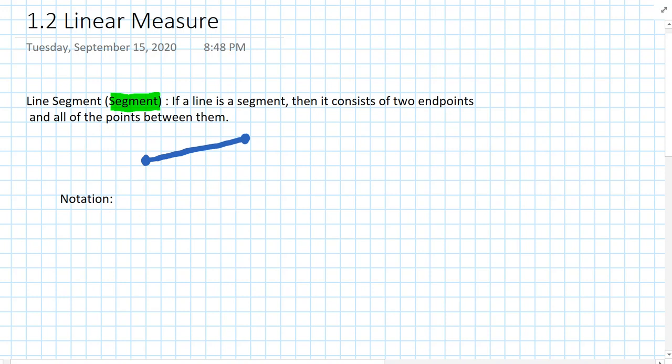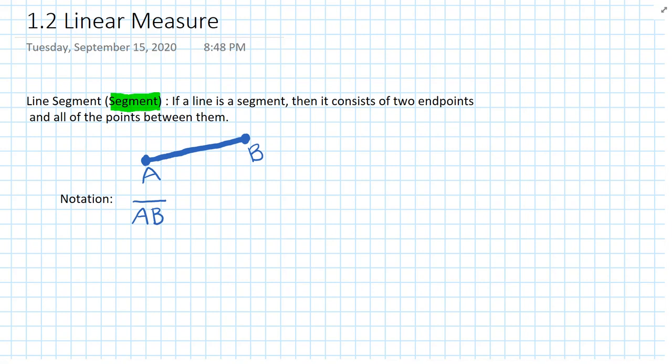Alright, and then in general, when we have a segment, we are going to label it with endpoints, or it will have endpoints already labeled. I'm going to call this end A, and I'm going to call this end B. So when we talk about notation, or how we write segment AB here, we would do a straight line over the top, and then we would say AB. And this notates that I have a segment AB.